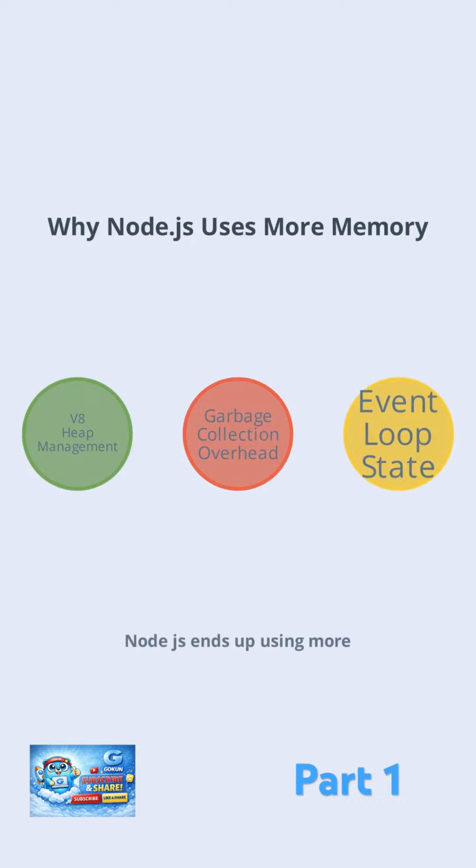Node.js ends up using more total memory for several reasons. First, the V8 JavaScript engine creates lots of objects in memory for each promise, including closure variables and callback references. Second, garbage collection in V8 requires extra memory, often 2 to 3 times more, to work efficiently. Third, Node.js tracks pending callbacks, timer queues, and I/O watchers, all of which are stored in the heap. These factors combine to create a large runtime overhead, making Node.js less memory efficient at high concurrency.